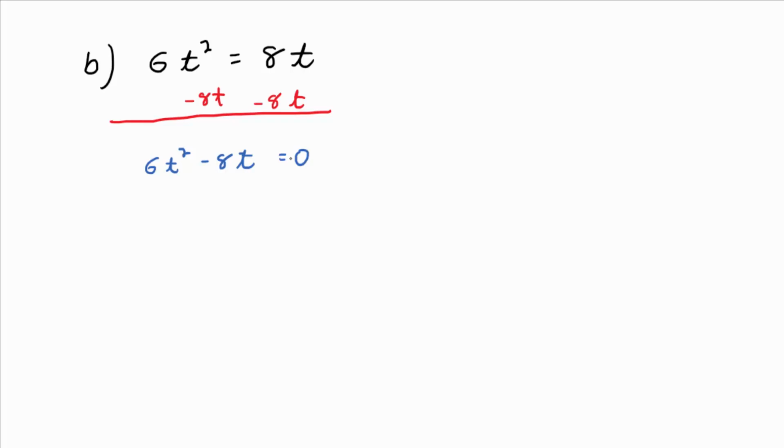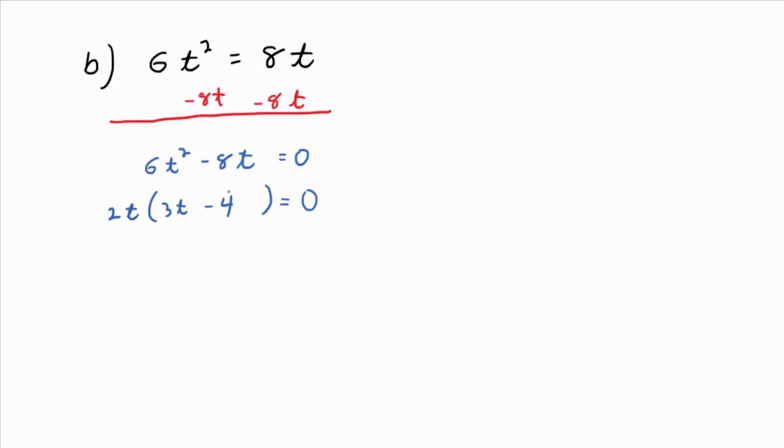So what can I factor out of the left side? 2t. And that's the GCF, right, of 6t squared minus 8t. What's left? 3t minus 4. Can you check your factorization? Multiply it back out. 2t times 3t is 6t squared. 2t distributed over a minus 4 is minus 8t.